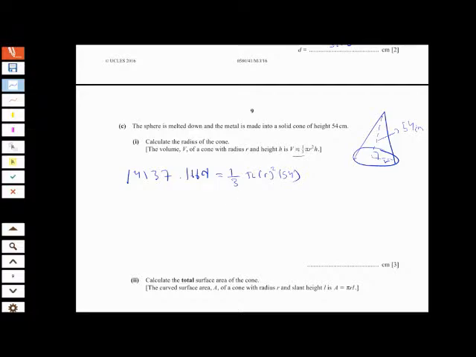And now let's just work this out. It's basically 1/3 times pi times 54, which is 56.548, times r square. Divide both sides by 56.548, and you'll get r square equals 250. Now square root both sides to get rid of the square. R equals square root of 250, which is 15.81.